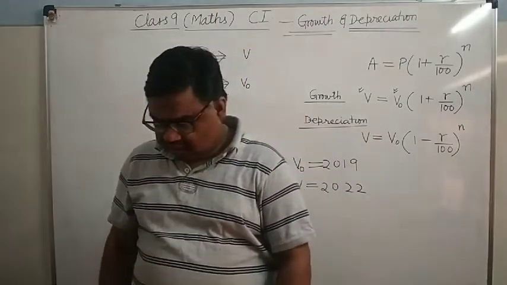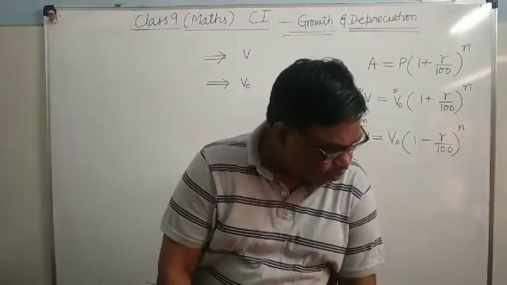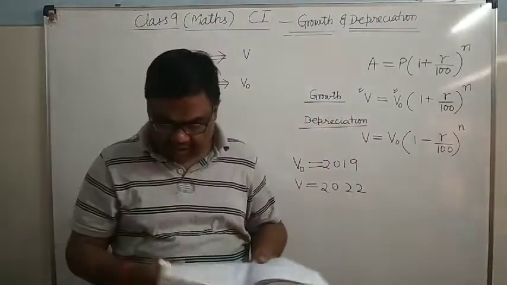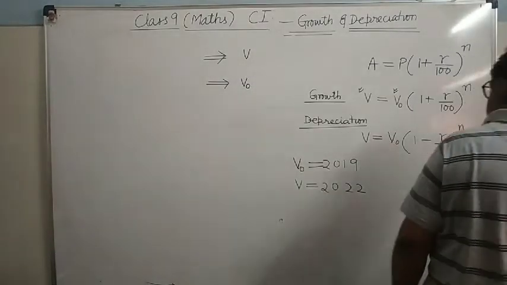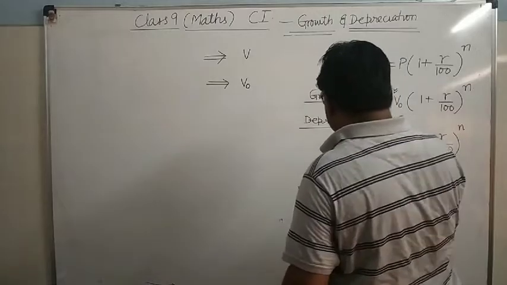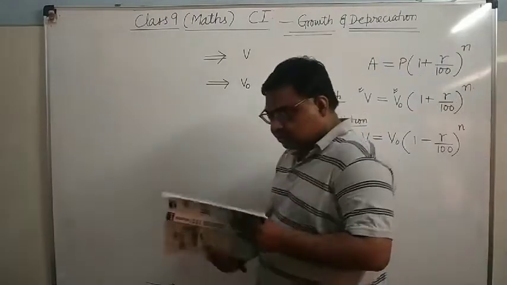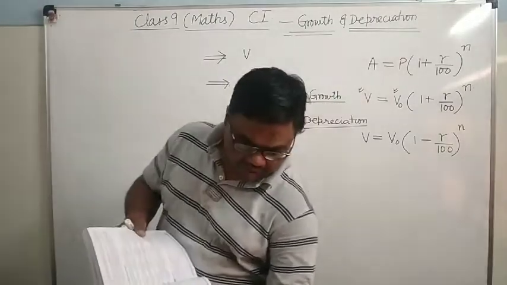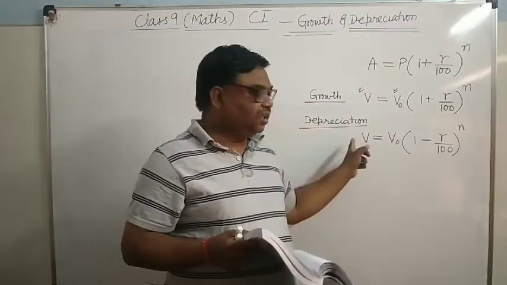Now we will see the questions. See the question, exercise 2.3. Now I am going to do this. How will you decide which formula will be applicable? That will depend upon growth or decay. If the value is growing, then the plus formula applies. If the value is decreasing, then the minus formula.